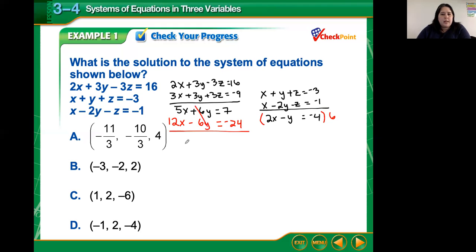So I'm going to cancel out my y's, and I'm left with 17x equals -17. And with that, I can solve for x and get -1. And now that I have my x value, I can solve for my y value. So I would probably use 2x minus y equals -4. So I'm going to do 2 times -1 minus y equals -4. And we get -2 minus y equals -4. And by adding 2 to both sides, we get -y equals -2, which means y equals 2.